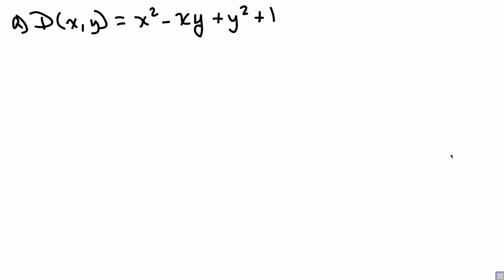It tells us that D of x, y is defined as x squared minus xy plus y squared plus 1, okay? And it's on a triangular plot in the first quadrant, bounded by the lines x is equal to 0, y is equal to 4, and y is equal to x.